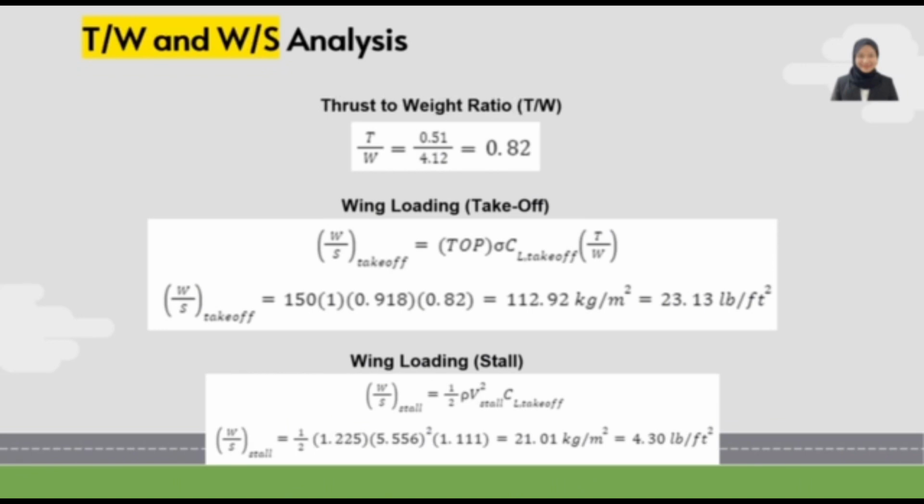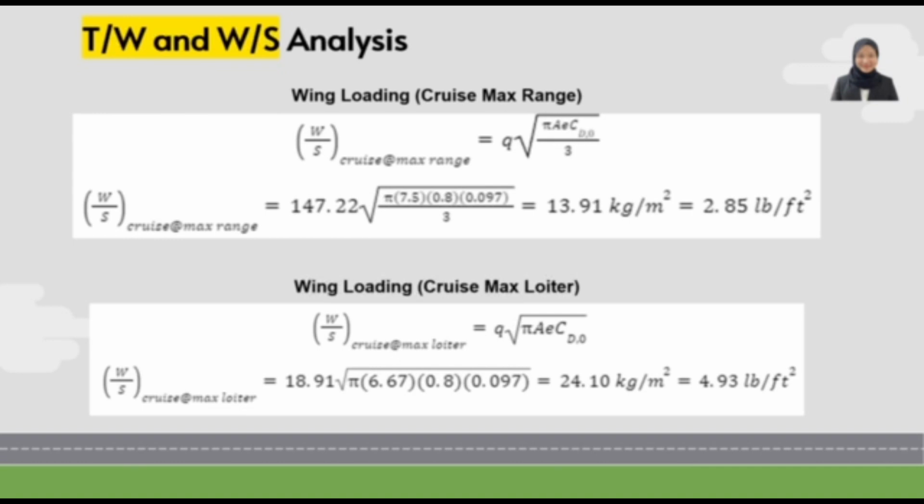For wing loading for stall, we use the formula of half rho V square for stall and lift coefficient max, and then we got the value of 4.3 pounds per feet square. For wing loading cruise max range, we use the formula of Q, dynamic pressure, times wing area, e, drag coefficient over 3, and then we got a value of 2.85 pounds per feet square. For wing loading cruise max loiter, we also use the formula Q, dynamic pressure, times wing area, e, drag coefficient, which equals 4.93 pounds per feet square.